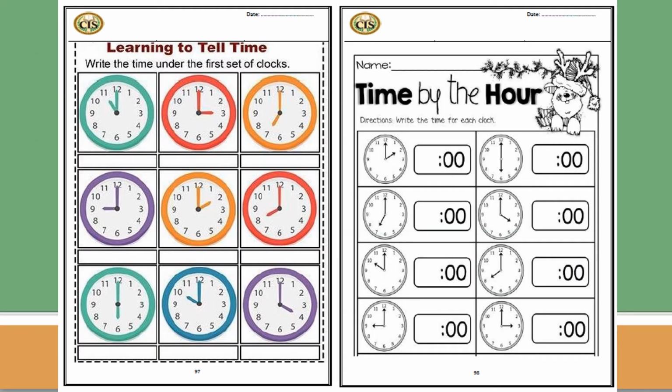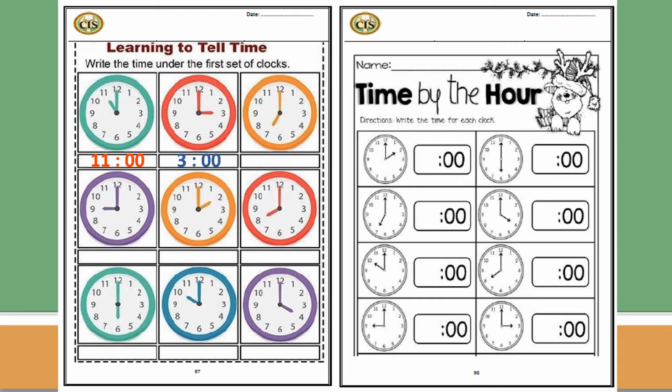Page number 97. Write the time under the first set of clocks. Okay, let's see. In the first clock here, the short hand points to 11 and the long hand points to 12. In digital form, it means what? 11:00, 11 hours, 0 minutes. Here, the short hand points to 3 and the long hand points to 12. In digital form, it means 3:00.